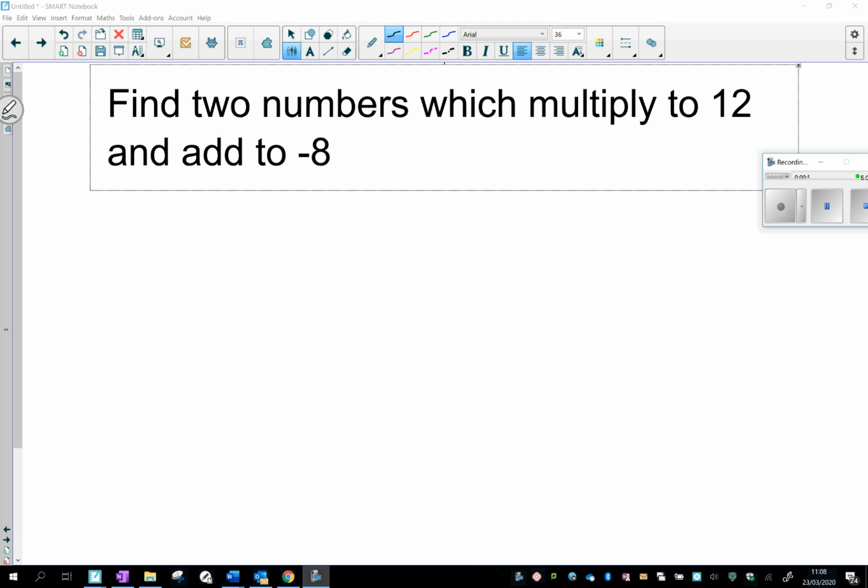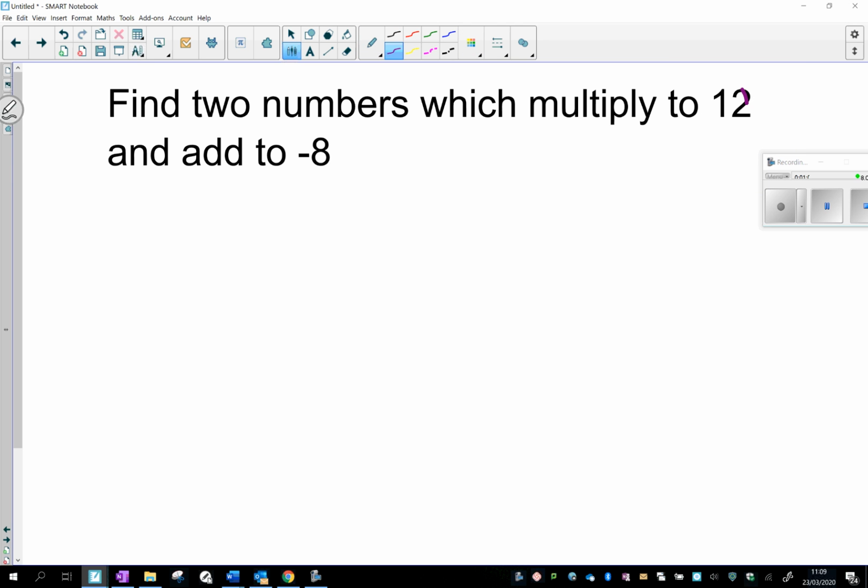Now, if we look at the next problem, we're looking for two numbers which multiply to 12 and add up to -8. Now, for numbers to multiply to 12, they have to have the same sign. We're either looking at two negative numbers or two positive numbers, and in this case, as we have a sum, we want the sum of the two numbers to be -8. We must be looking for two negative numbers, and they must multiply to make 12.